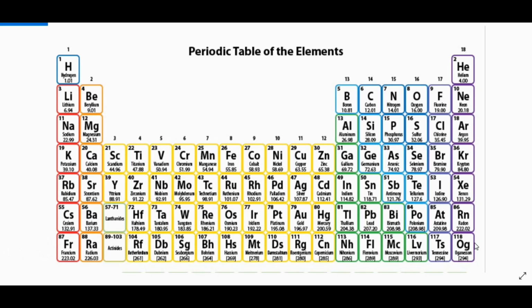Then we go to the groups. The elements in each group have the same number of electrons in the outermost orbital. So if we take group 1 as an example, there is only one electron in the outer orbital, or the outer shell.